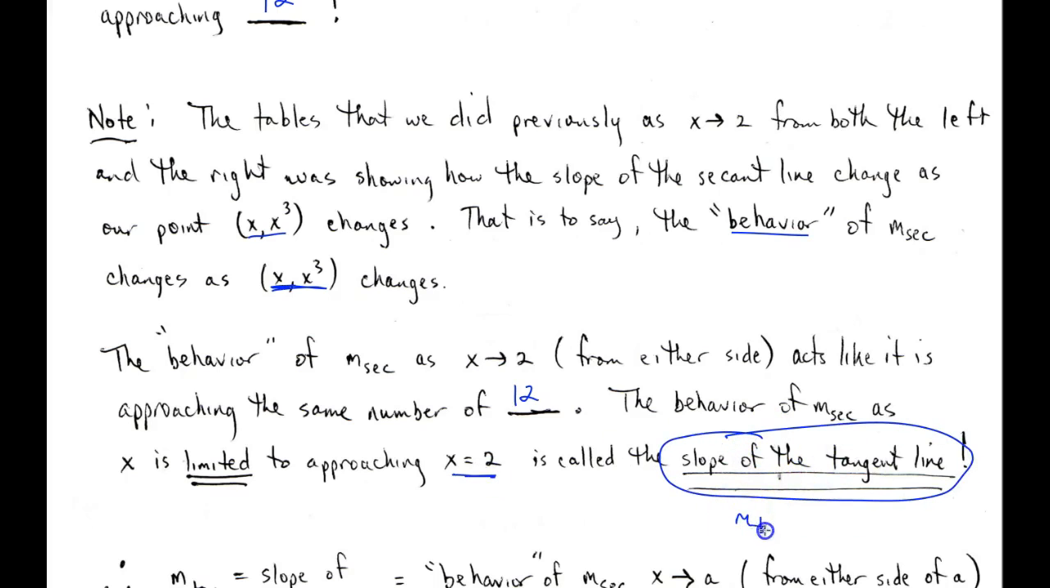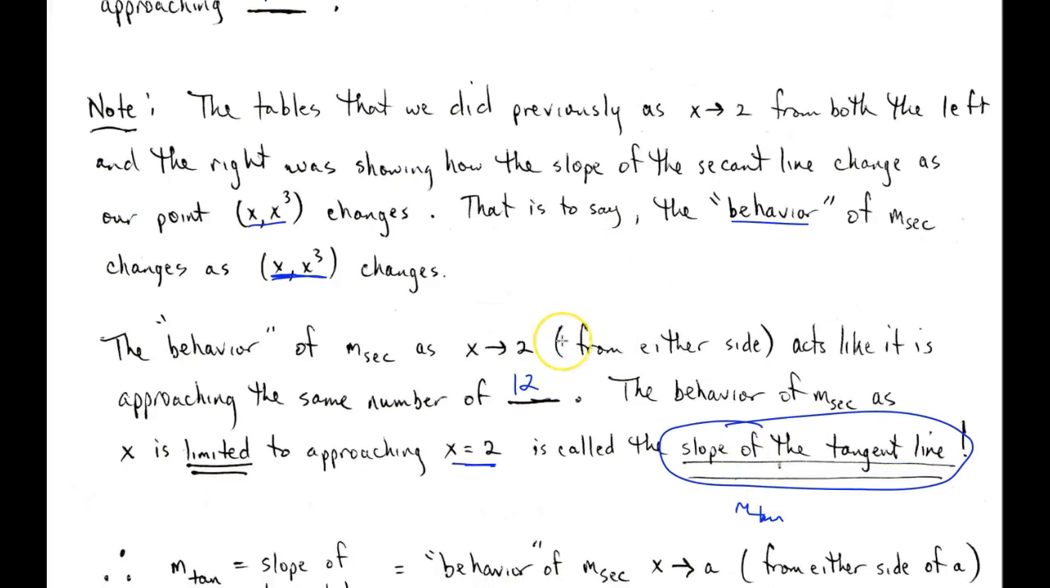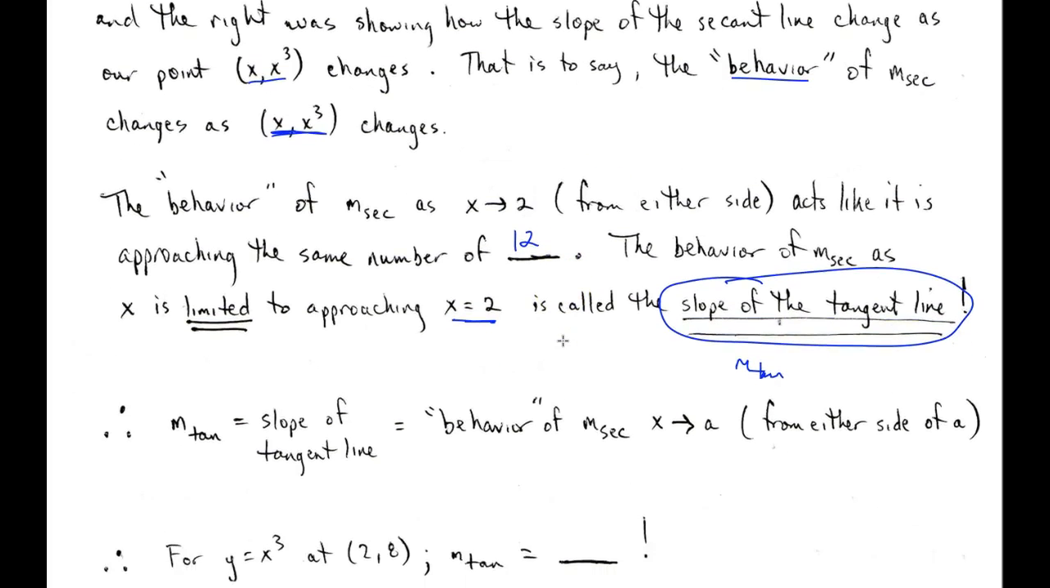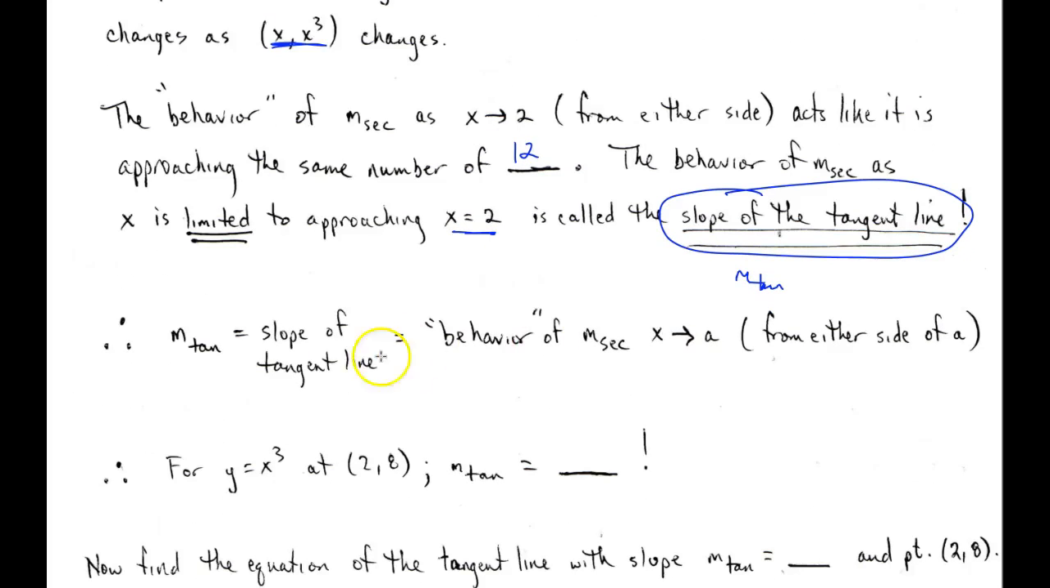And so here I'm just making a point of what we've already mentioned before. We know that when we talk about the slope of a tangent line, it is the same as the behavior of the secant line as x approaches some specific value a. And of course, for this example, we know that that was 12 for the tangent line.